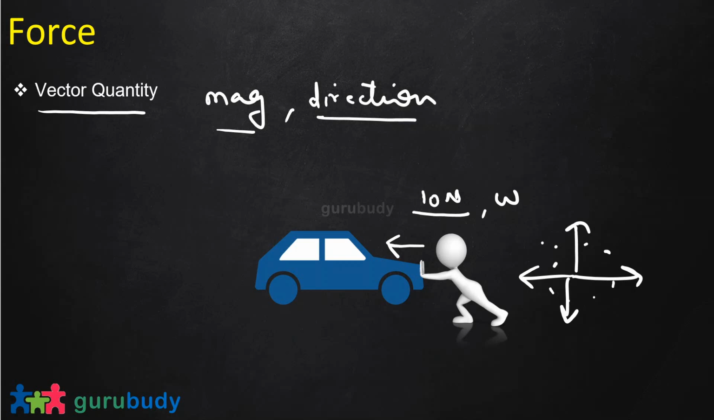So let's recap what we have learned so far. Force is a result of an interaction between the objects, right? The standard metric unit of force is Newton, and force is a vector quantity. Okay, all right, so in the next chapter we will study about balanced and unbalanced forces.